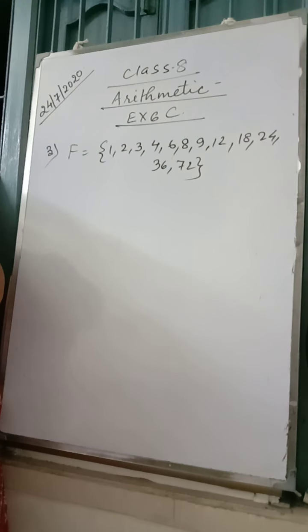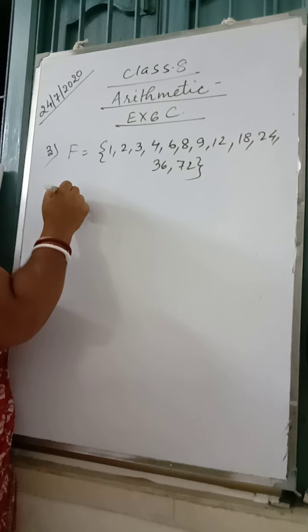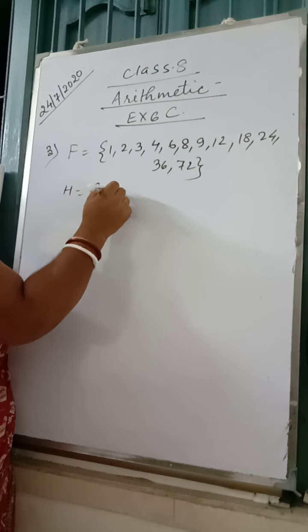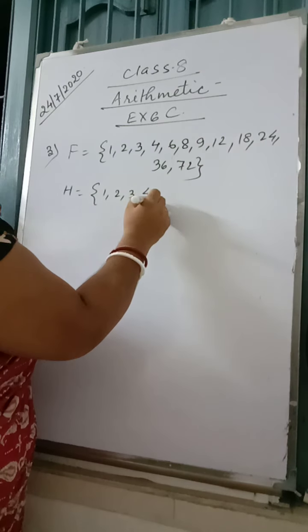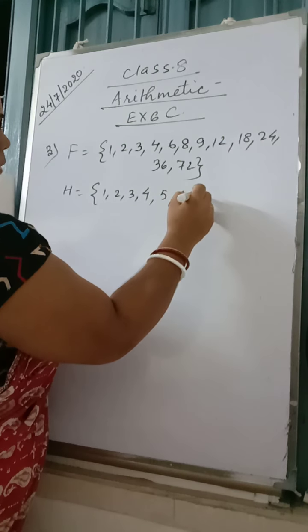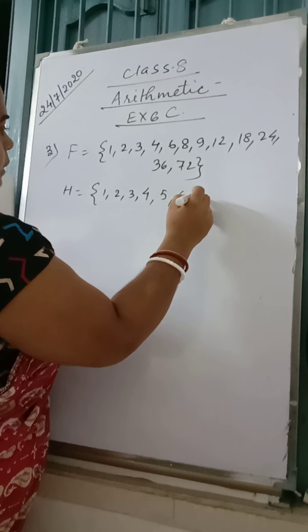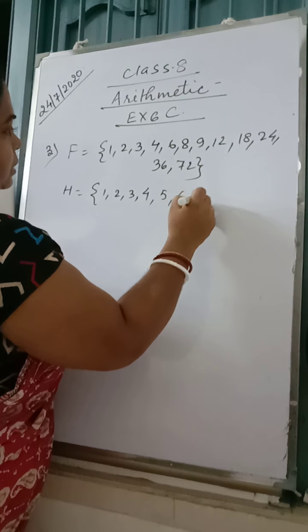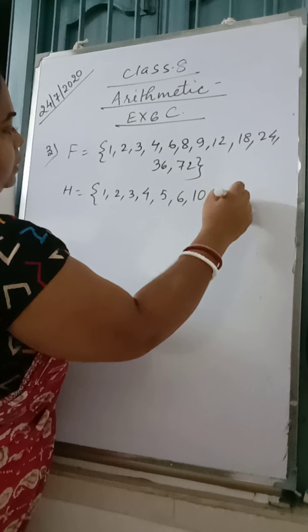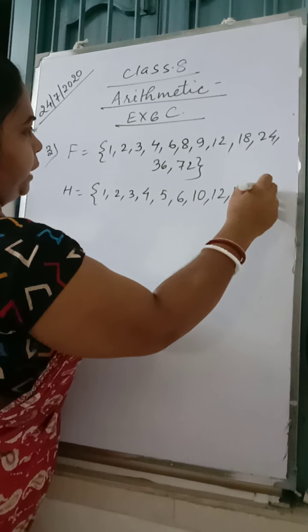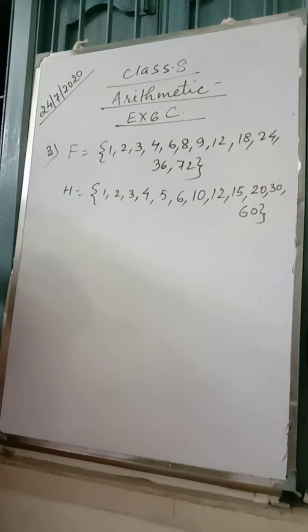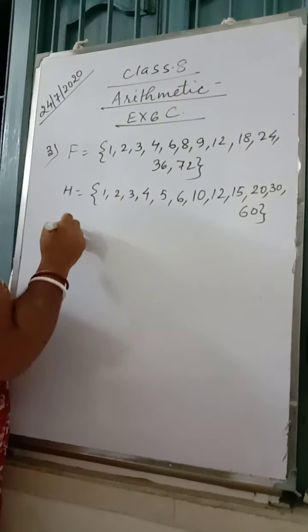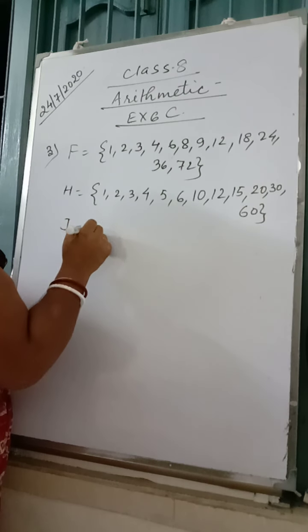Next it says H is the factors of 60. 1, 2, 3, 4, 5, 6, 8 is not, 9 is not, 10, then 12, then 15, then 20, then 30, then 60. This is H. And J is the factors of 48.